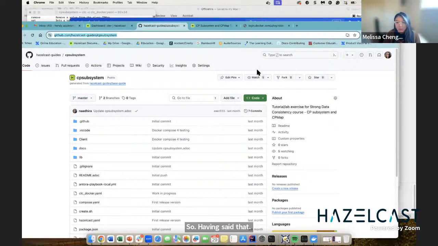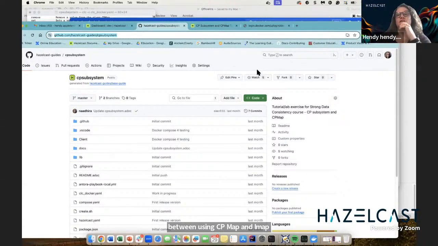Alrighty, let's see some questions. One question that came through: what is the performance difference between using CP map and IMap? That's a good question, and with any type of performance question, it's going to be, it depends, right? How big is your cluster? What is the CPU power? What is your network configuration, et cetera, et cetera.